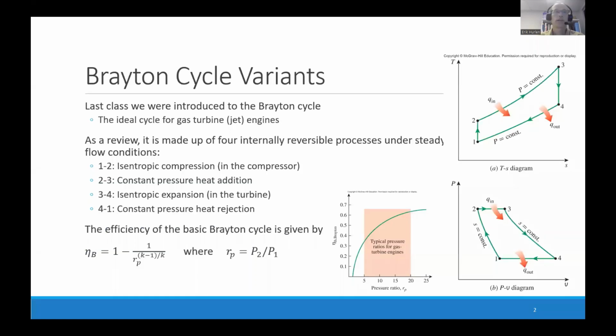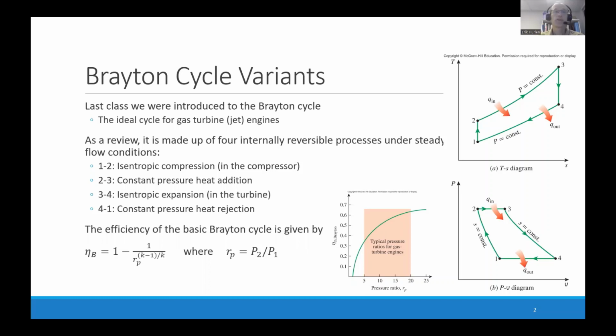As a review of the basic Brayton cycle seen in the last video, this consists of 4 internally reversible processes and with the assumption of steady flow. The first process is isentropic compression in the compressor. The second is constant pressure heat addition, representing the combustion in the combustion chamber. The third is an isentropic expansion through the turbine. And the fourth is a constant pressure heat rejection as the air returns to its initial state.